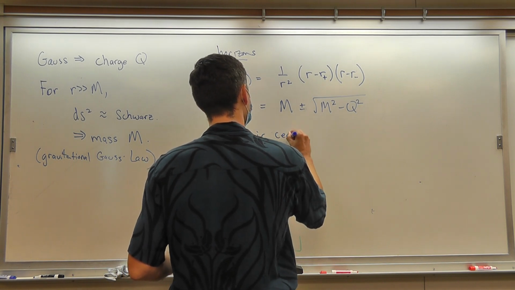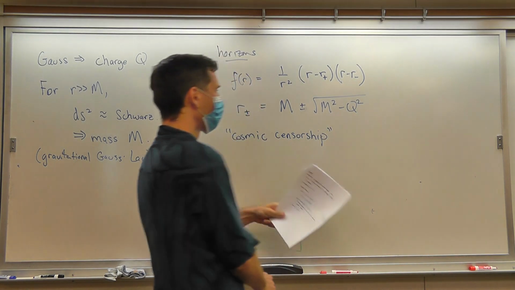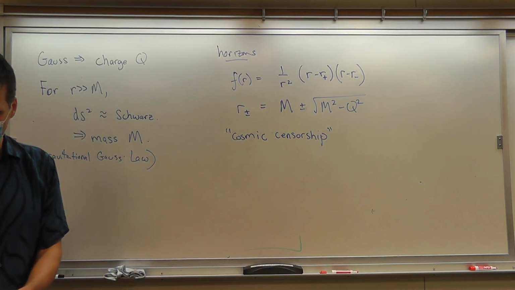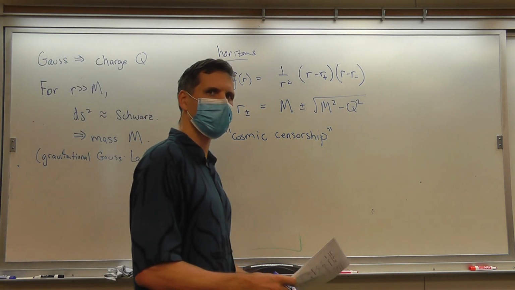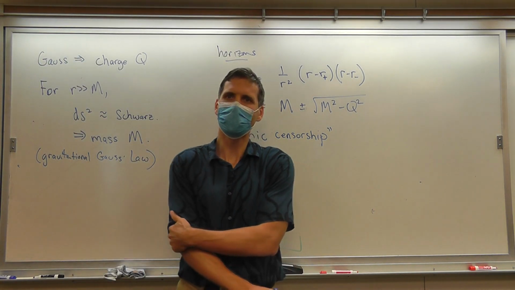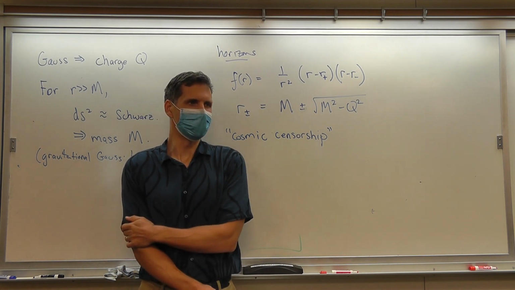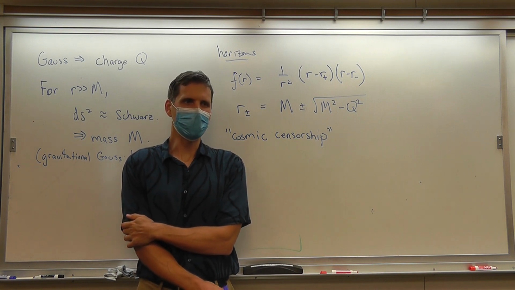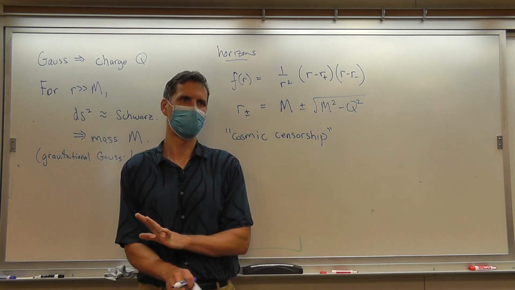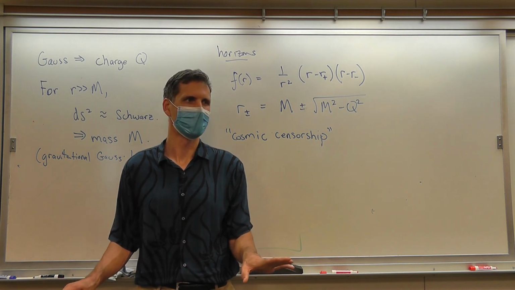The cosmic censorship conjecture states that under reasonable initial conditions, well, let me say the informal version of the conjecture first. The informal version is no naked singularities. In other words, all singularities must be hidden by a horizon.